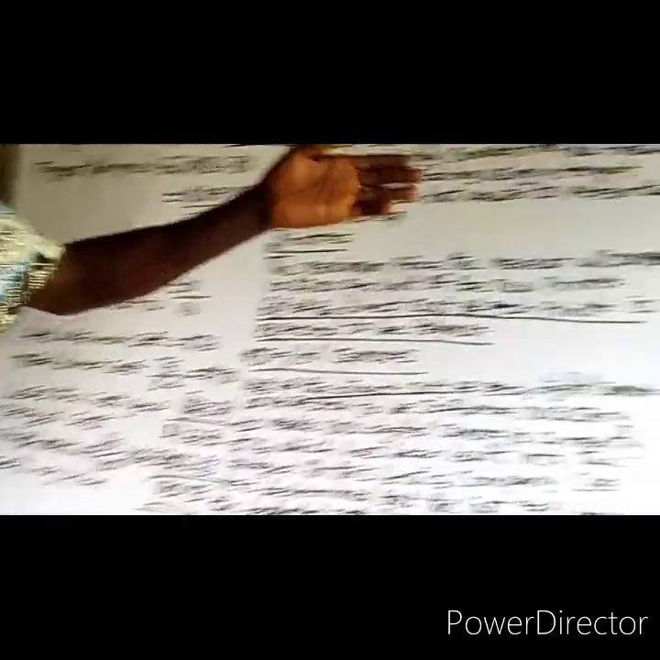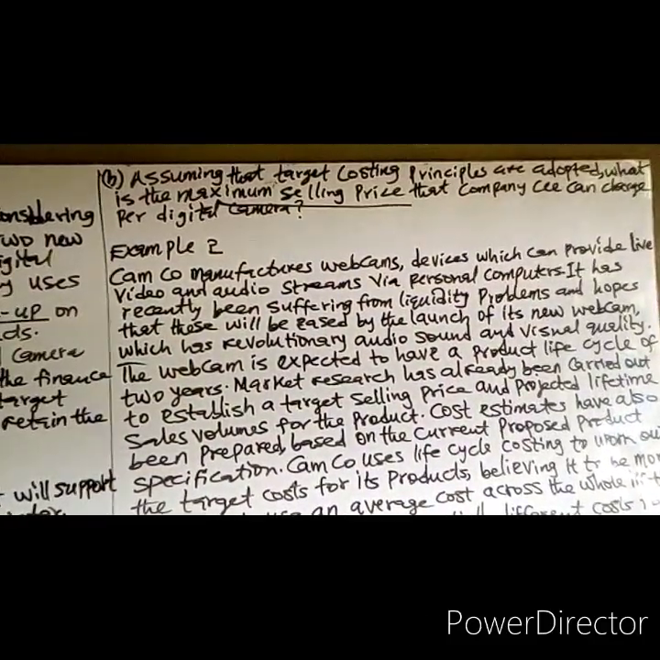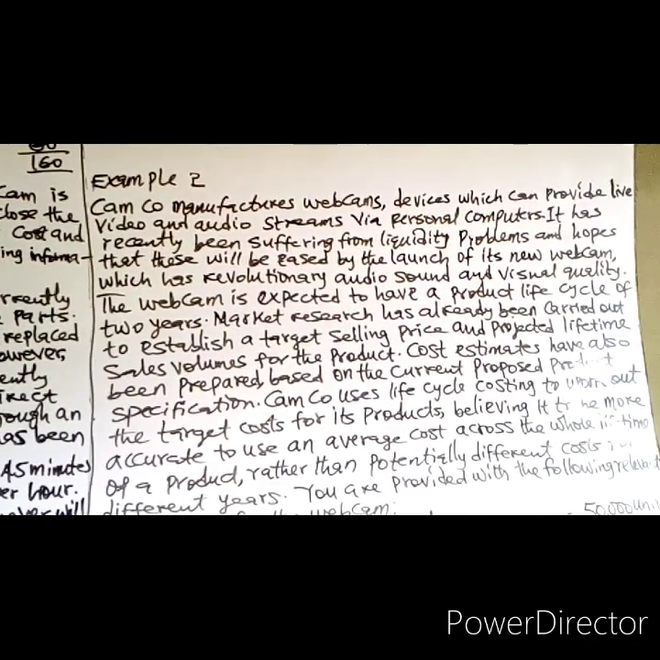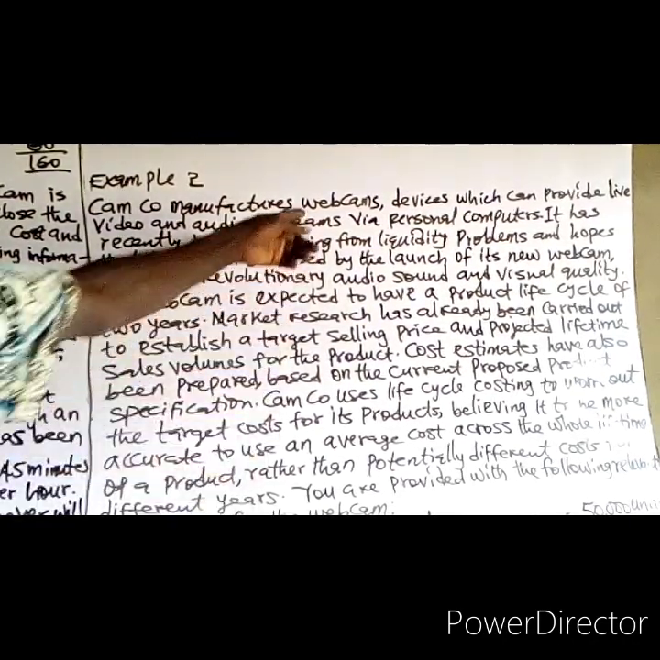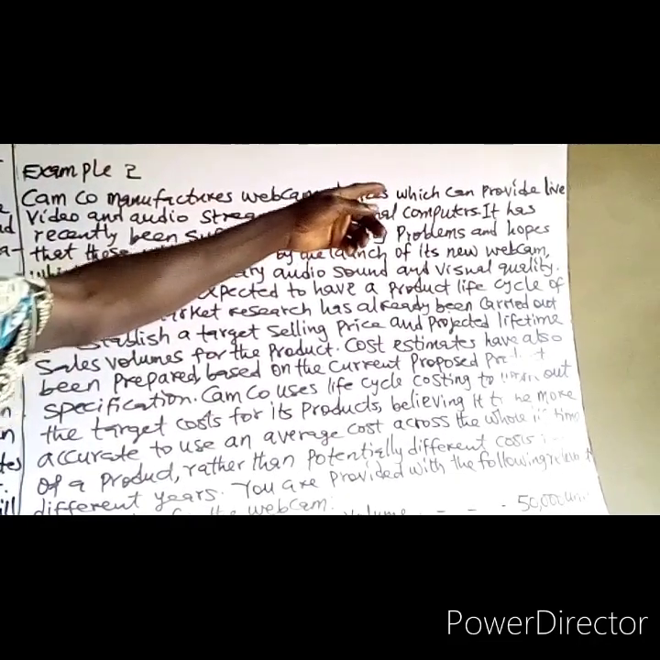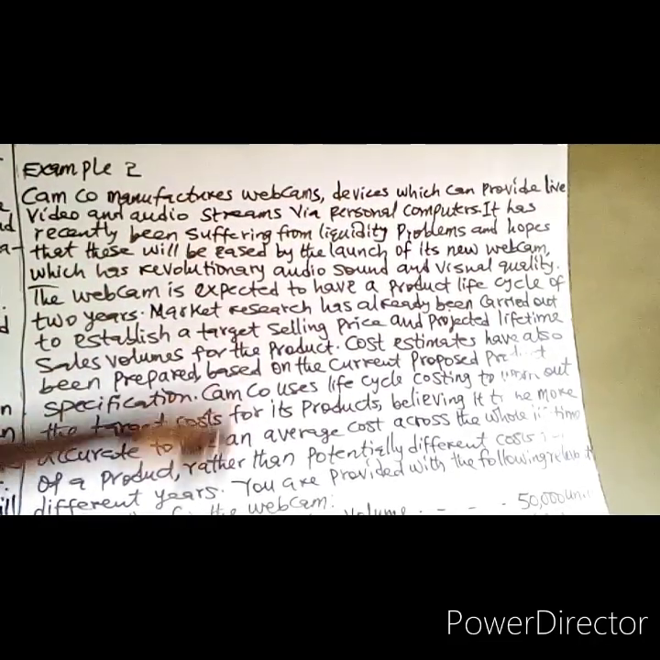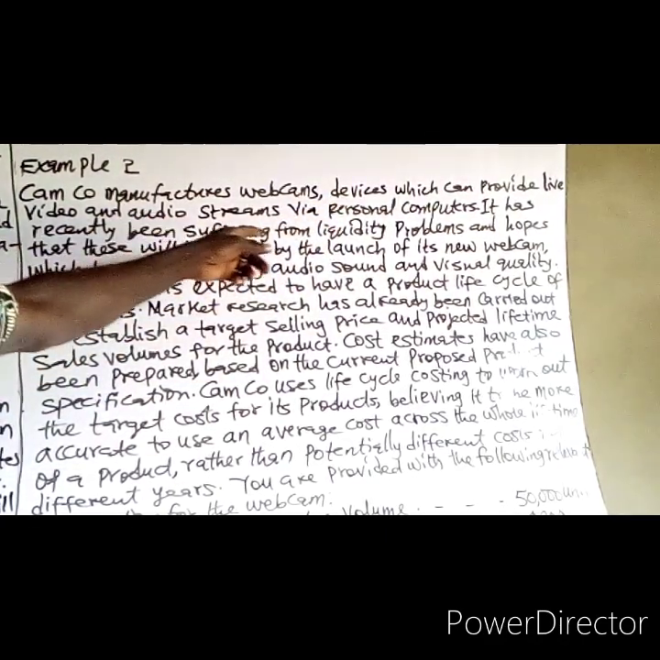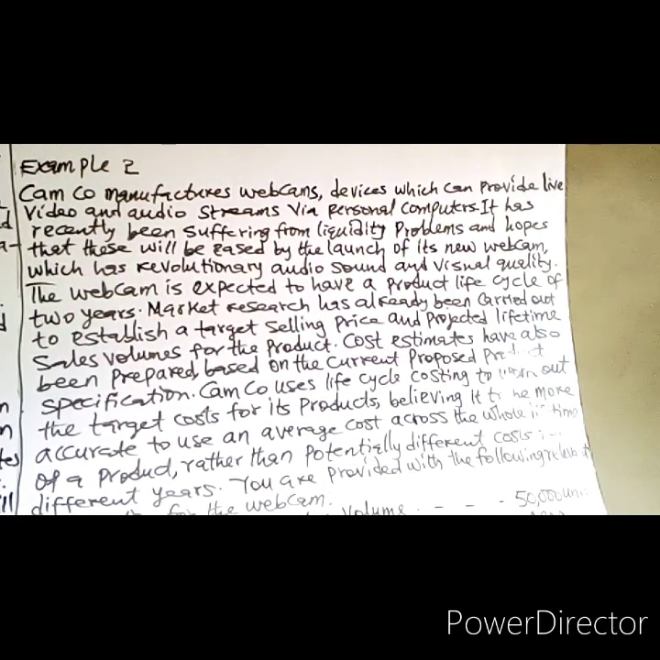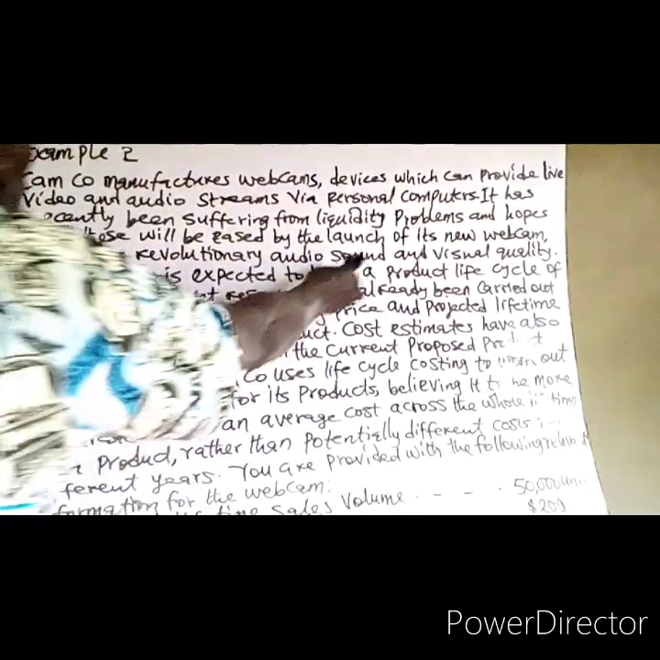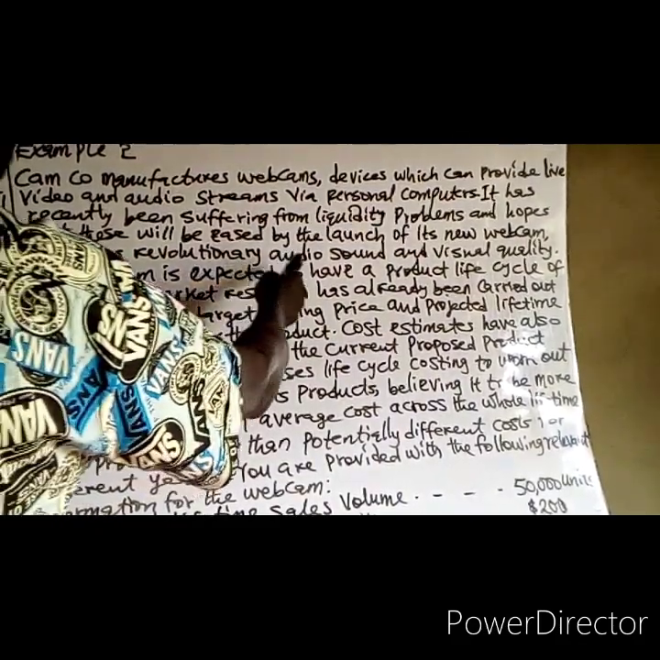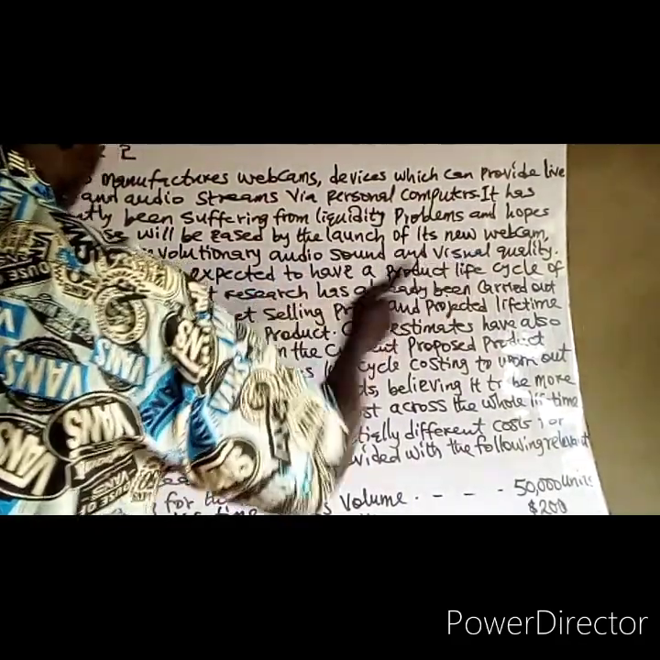So this second question is taken from an ACCA past examination question. Camco manufactures webcam devices which can provide live video and audio streams via personal computers. It has recently been suffering from liquidity problems and hopes that this will be eased by the launch of its new webcam, which has revolutionary audio, sound and visual quality.